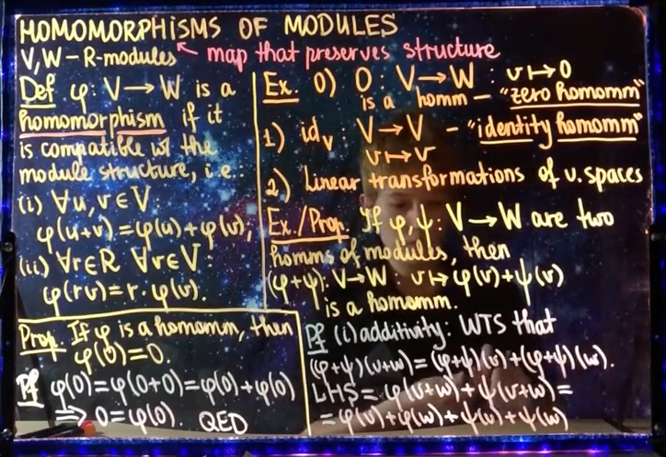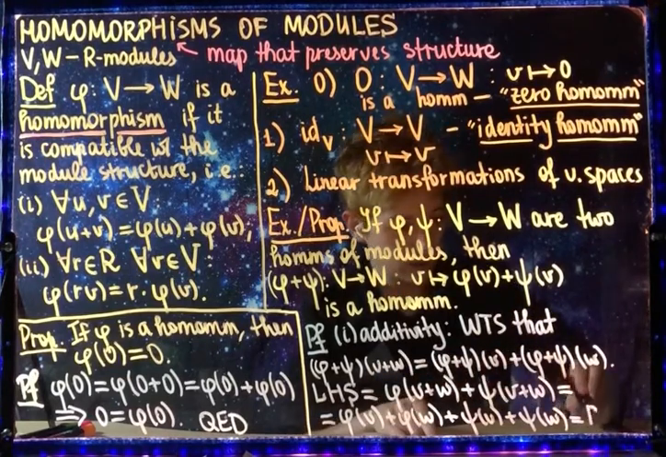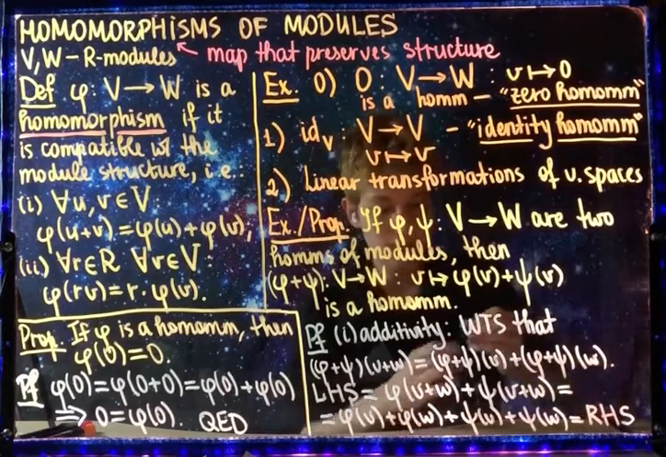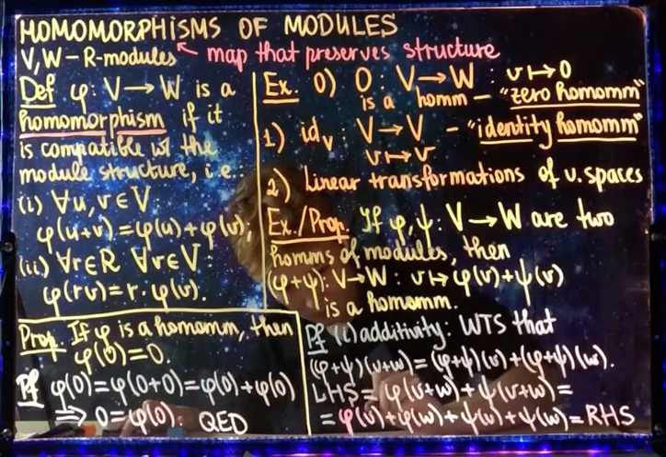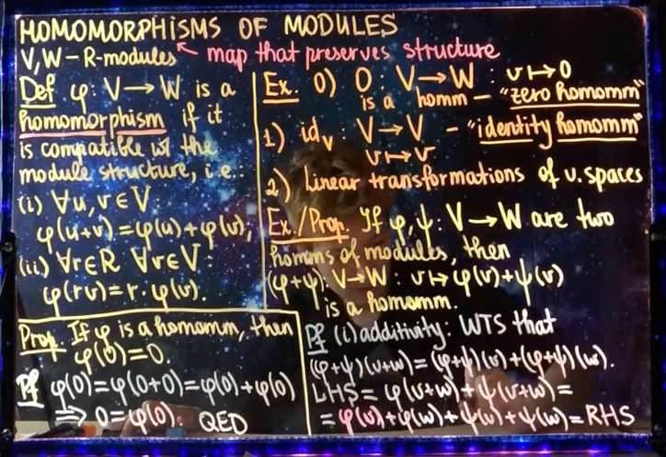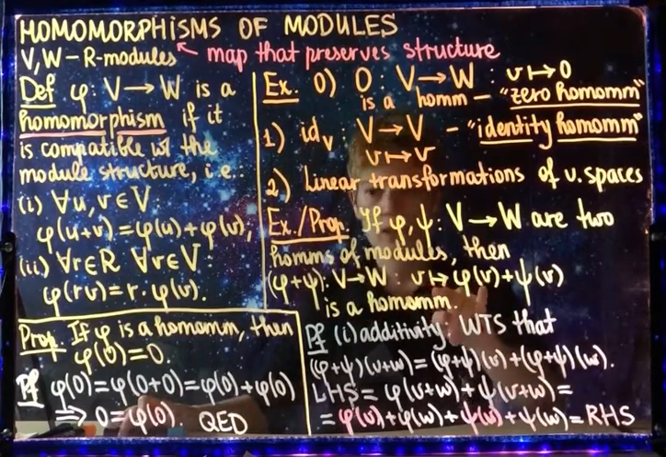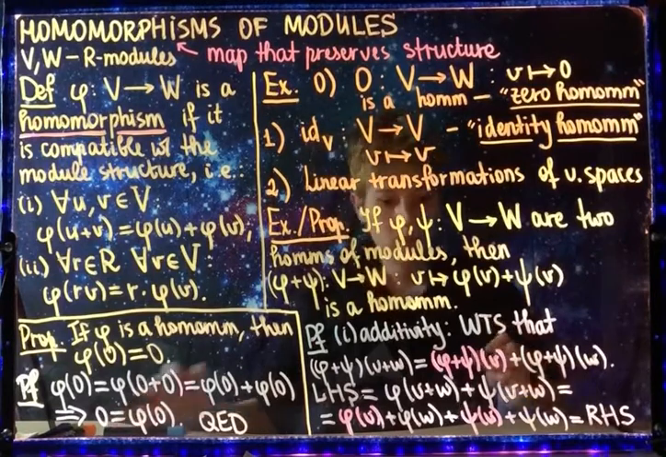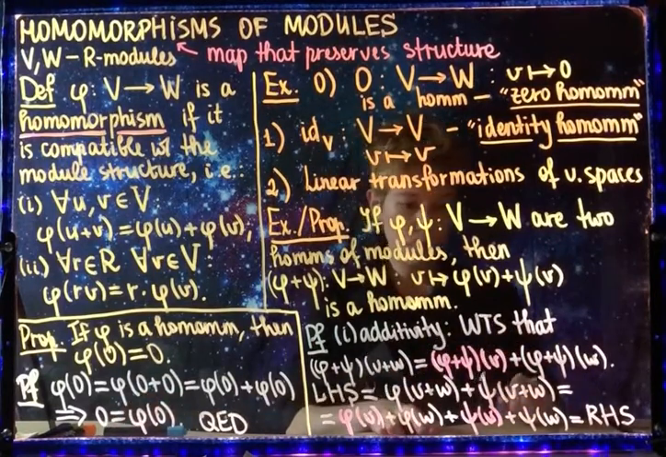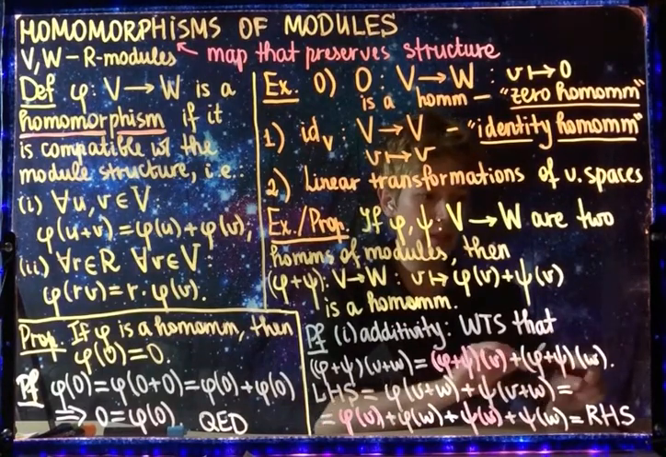And now, by rearranging the summands, I can get that this is equal to the right-hand side, because if I get phi of v plus psi of v, this, by definition, is phi plus psi of v, this summand of the right-hand side. And similarly, the remaining blue summands give phi plus psi applied to w.